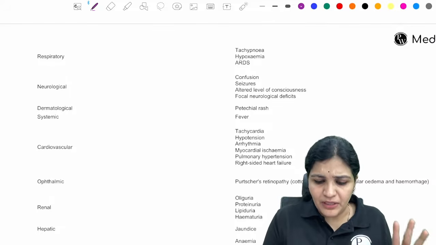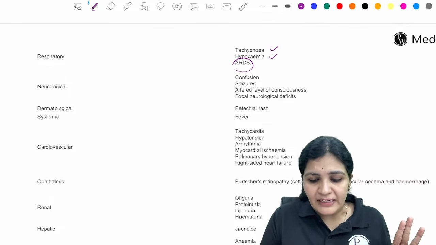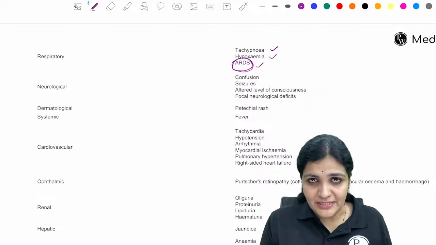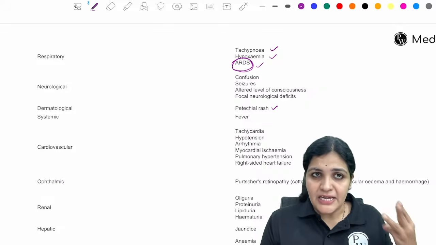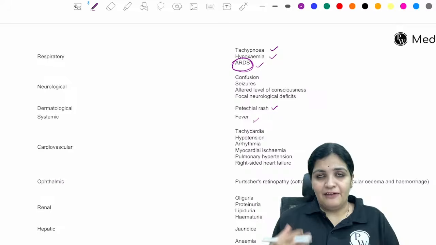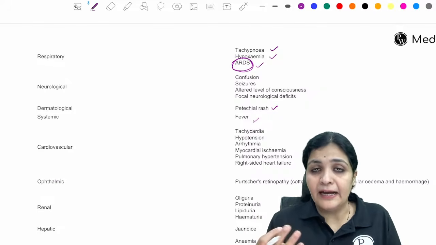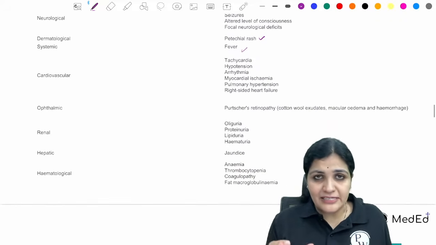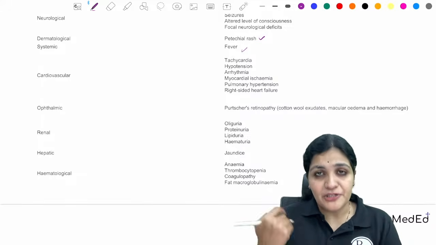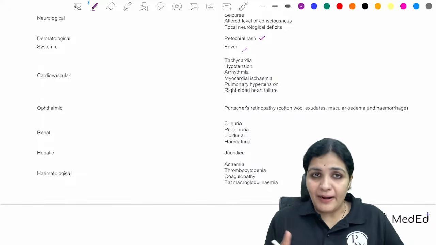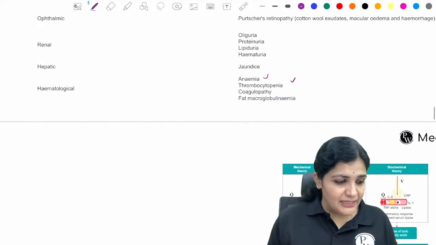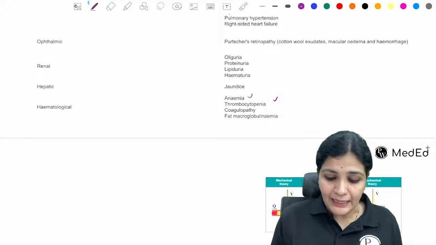Respiratory, I've told you there will be tachypnea, hypoxemia, and finally it presents as ARDS, right? Neurologically, there will be confusion, but sometimes they present with seizures. Dermatologically it is only a petechial rash. Systemic, we have fever. Cardiovascular, there will be tachycardia, arrhythmias, and finally they can end up with right-sided heart failure. Ophthalmic, there will be retinal hemorrhages, or Purtscher's retinopathy; renal, oliguria; hepatic, jaundice; and hematology is anemia and thrombocytopenia, and coagulopathy. Why coagulopathy? I'll tell you. So these are the various symptoms of fat embolism syndrome.